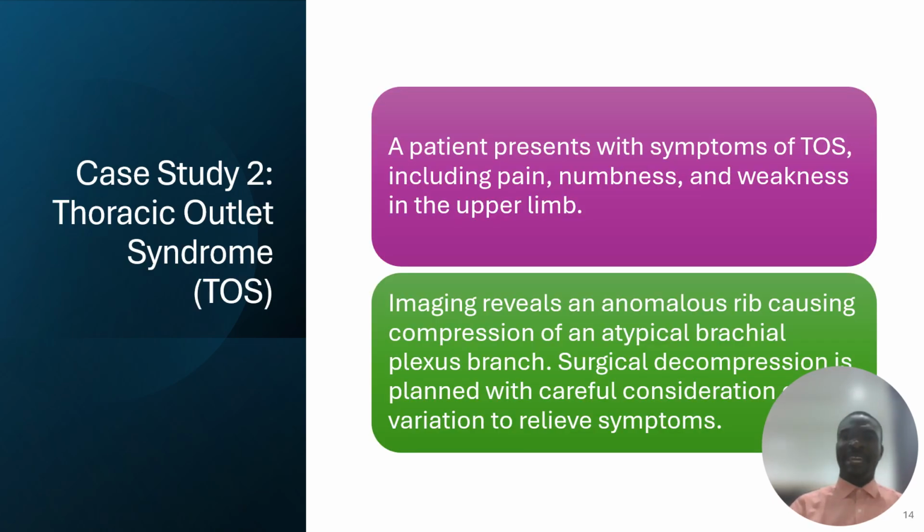Another case study, a patient presents with symptoms of thoracic outlet syndrome, of course, where you have pains, numbness, weakness in the upper limb that could be untraced. Imaging gets to reveal an anomalous rib causing compression of an atypical plexus branch. And normally we have this usually from the cervical rib, for example. And then surgical decompression is planned with careful consideration to be able to note that particular variation and to relieve symptoms.